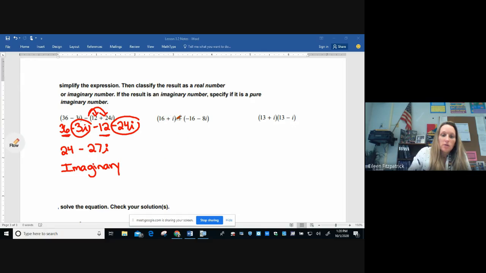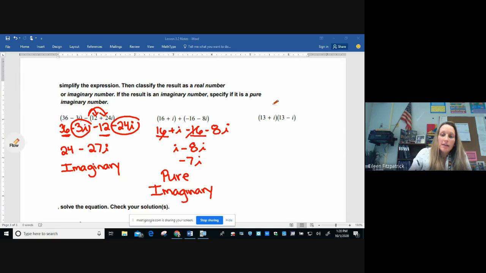The next one is a plus sign in between, so I can just drop parentheses. Combining like terms, starting with the reals, 16 minus 16, so that's eliminated. i minus 8i is a negative 7i. This is imaginary, but it's a pure imaginary. It's pure imaginary because there's no real part. There's only the imaginary part.